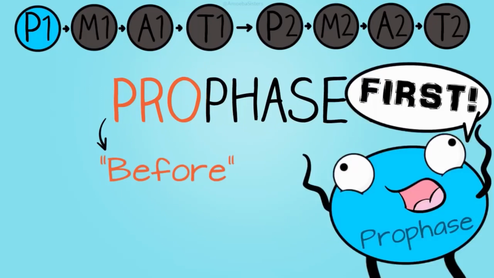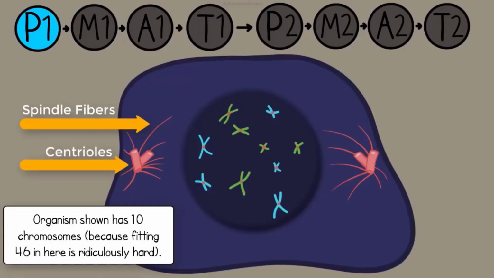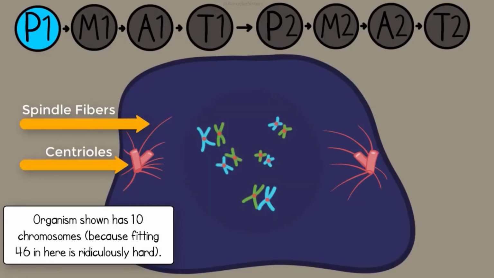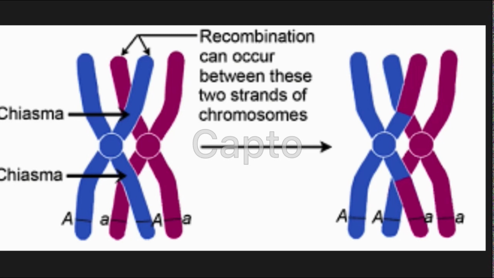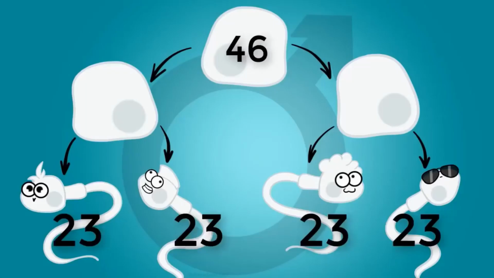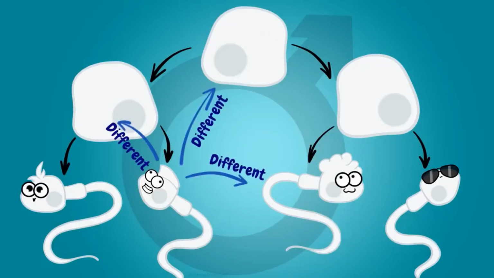Crossing over occurs between prophase 1 and metaphase 1 and is the process where two homologous non-sister chromatids pair up with each other and exchange different segments of genetic material to form two recombinant chromosomes.